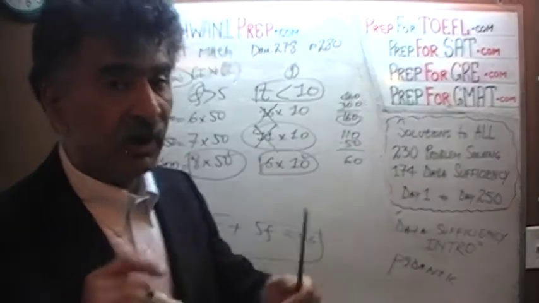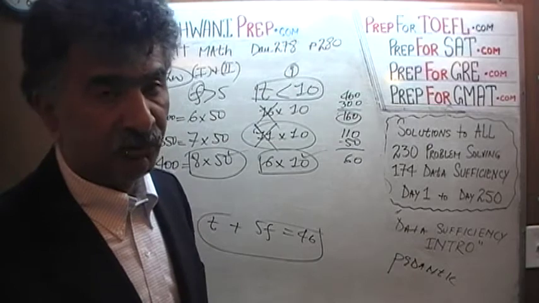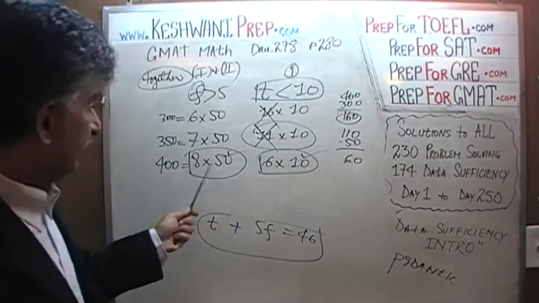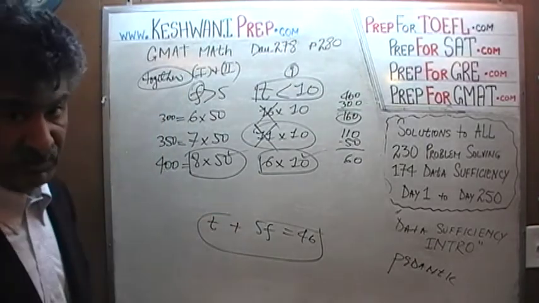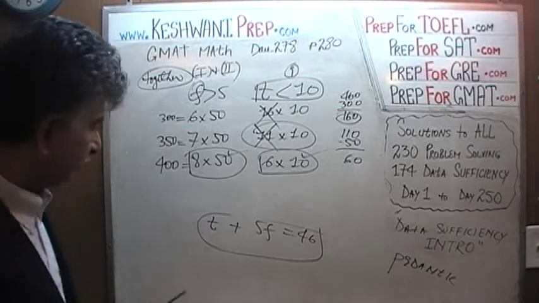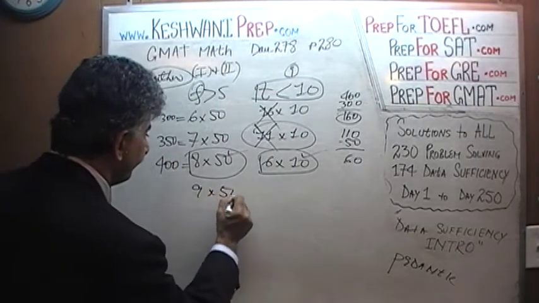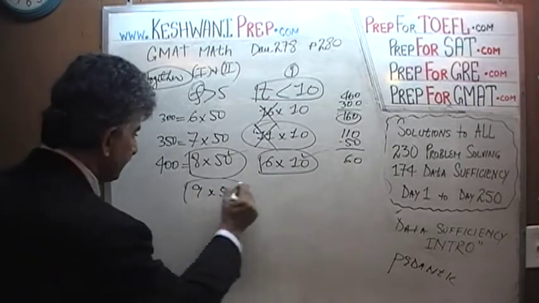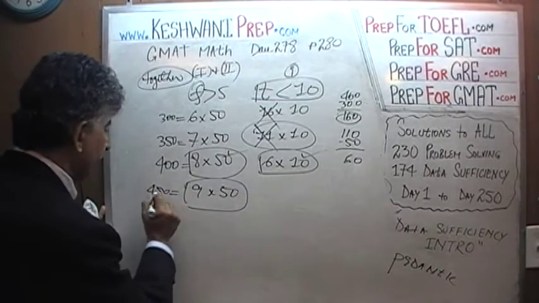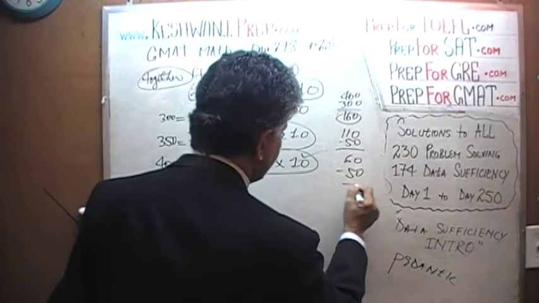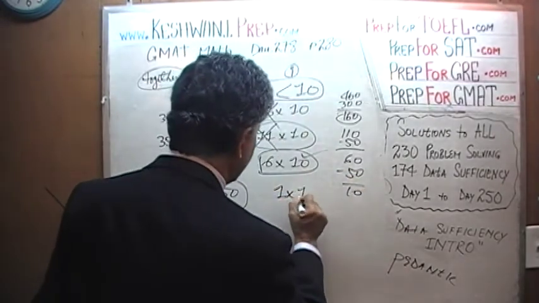Putting the two statements together enables us to answer the question. The question was how many were sold? Well, 8 of these and 6 of these, assuming that there are no other possible scenarios. Let's try one more scenario, shall we? Perhaps we sold 9 of these, in which case this would be 450, and this would be minus 50 one more time, and this would be 10, which is 1 times 10.